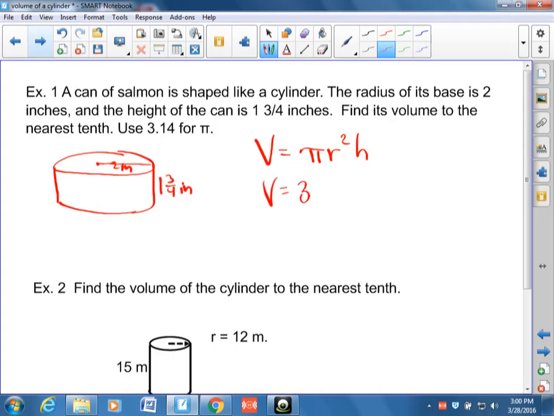We'll replace pi with 3.14. Our radius is the 2, and we make sure we square that. And then if you want, you can use 1.75 rather than using the mixed number. Now if we take 3.14, multiply it by 2 squared, and then multiply it by 1.75, and then we're going to round. That should give us 22 cubic inches.